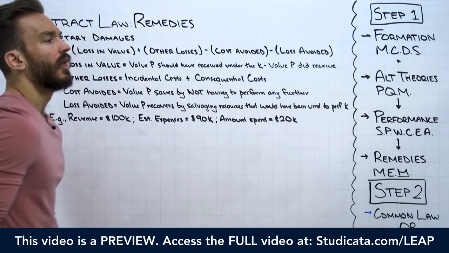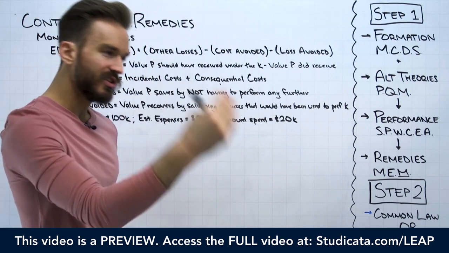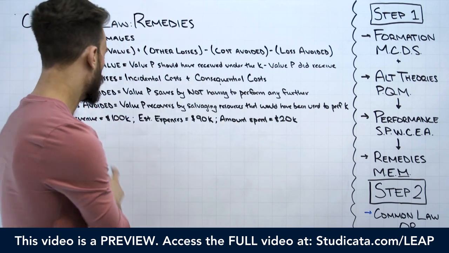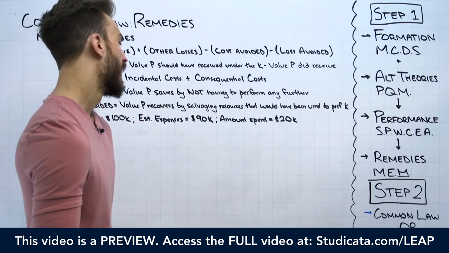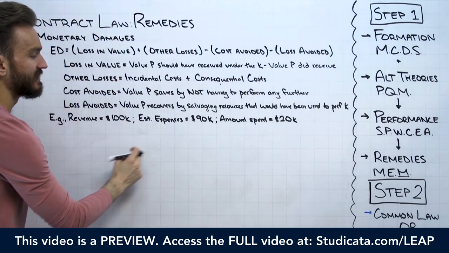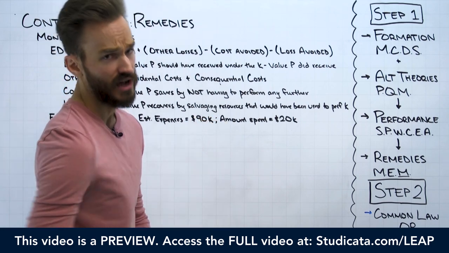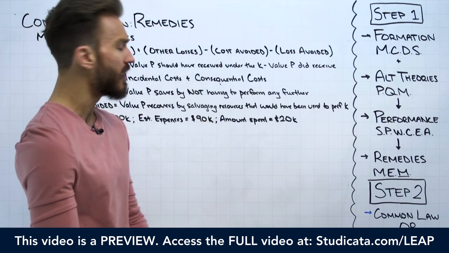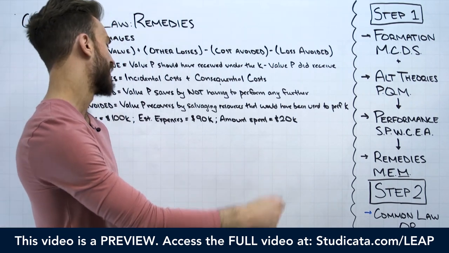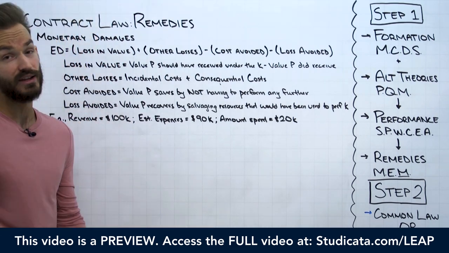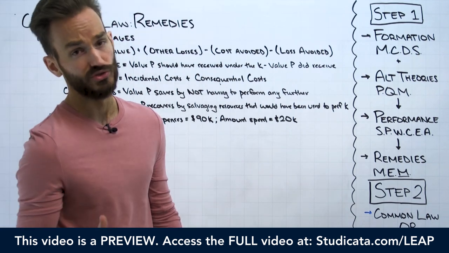So let's say that you enter into a contract with a builder. Under this contract, you're going to pay the builder $100,000 to build you a home. Let's say that the builder estimates that his expenses for this project are going to be $90,000. So he's expecting a profit of $10,000. He's going to get paid $100,000 under the contract, and he's planning to spend $90,000 of his own money.